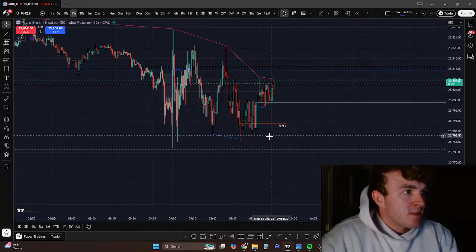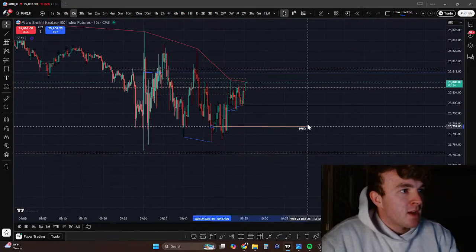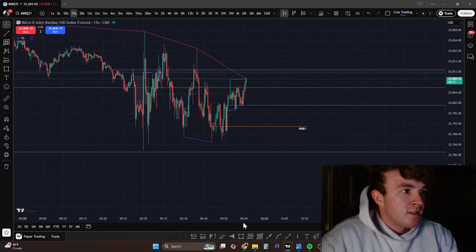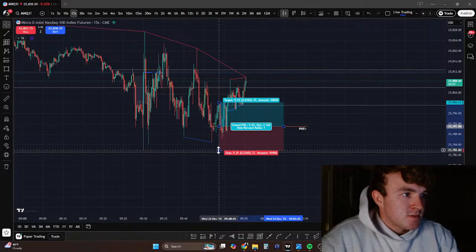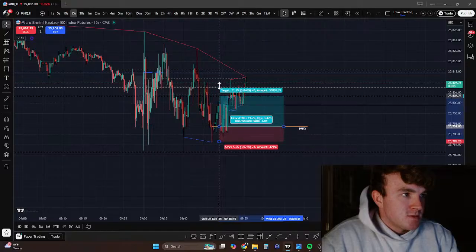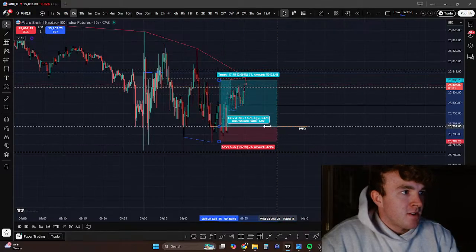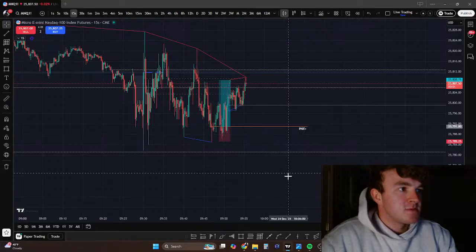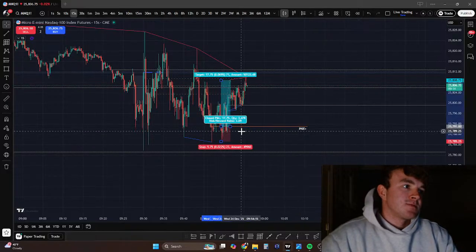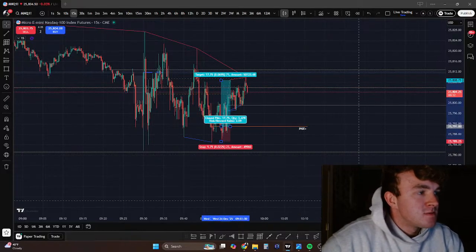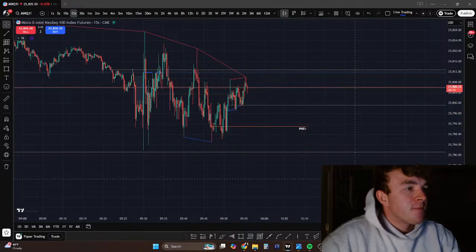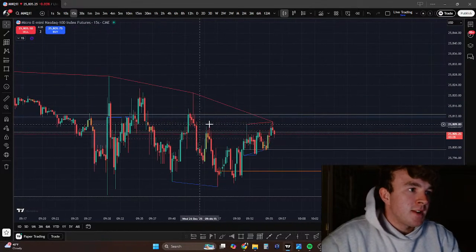See how that rejection block with SMT is delivering price higher? What kind of RR is this, guys? This is like... That's 3R right there. We got an N-Dog there.